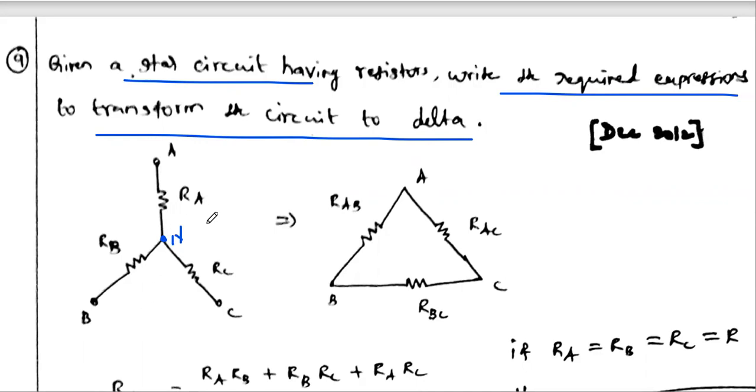So what are the expressions required in order to convert this star to delta? In the previous problem we converted the delta network into a star network. Now we are going to convert this star network into delta. Delta is the delta shape, and in delta shape the three resistances are connected. So what is the formula for RAB, RBC, RAC in terms of RA, RB, RC?